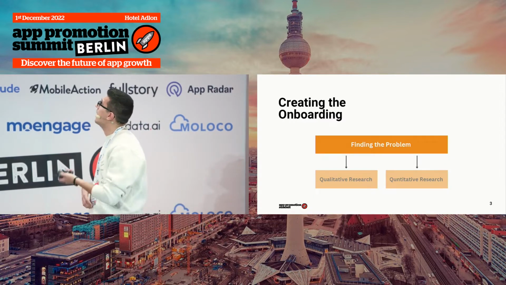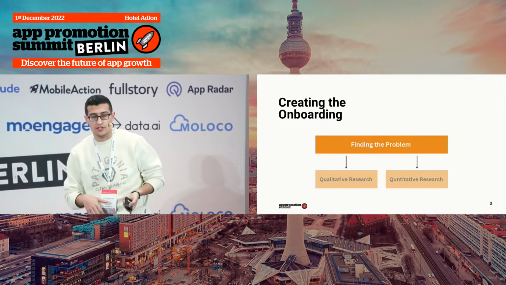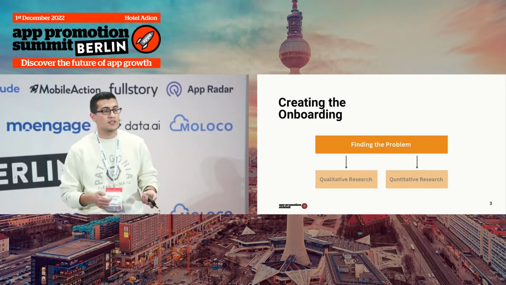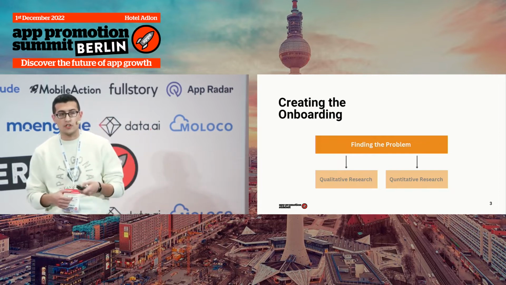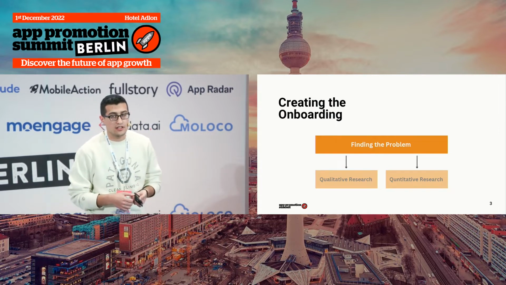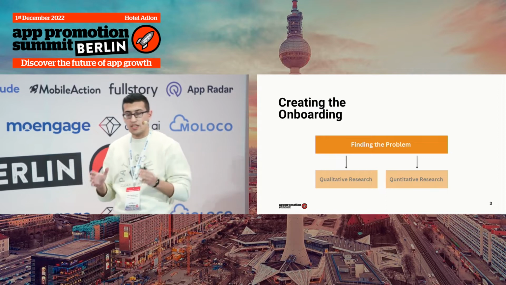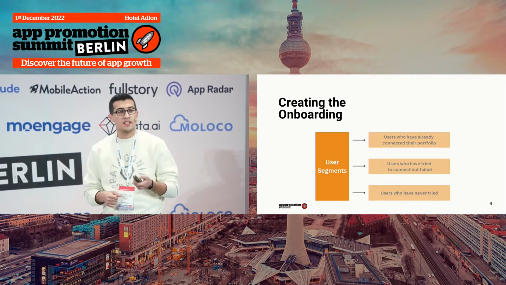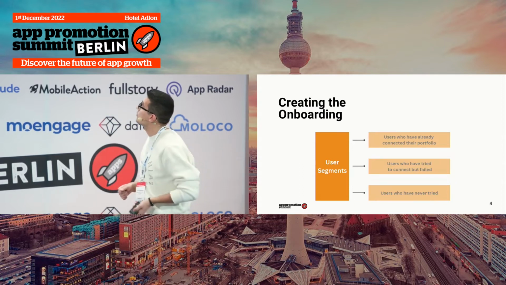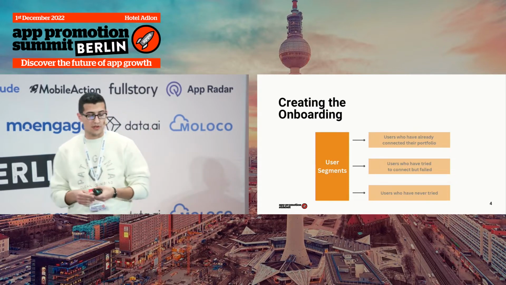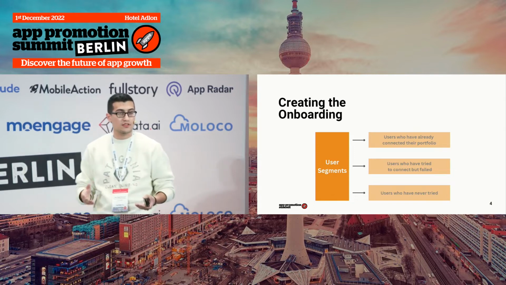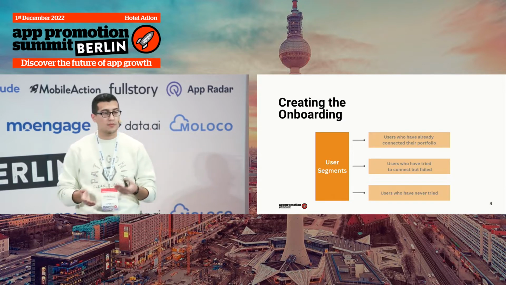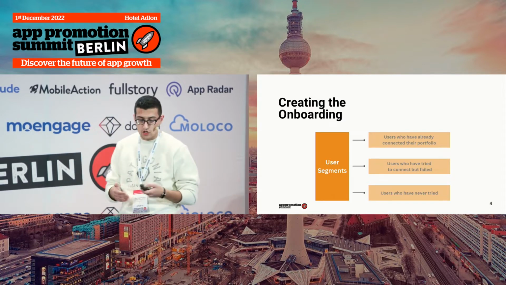So we started to do big research before starting building the onboarding. We did qualitative and quantitative research, conducted several focus group interviews, surveys, and other data analysis to understand the biggest pain points of our customers. And we separated 3 segments for analysis. The first one is the users who already connected their portfolios to CoinStats. The second is the users who never tried to connect. And lastly, the users who tried to connect but failed and dropped off from the flow.